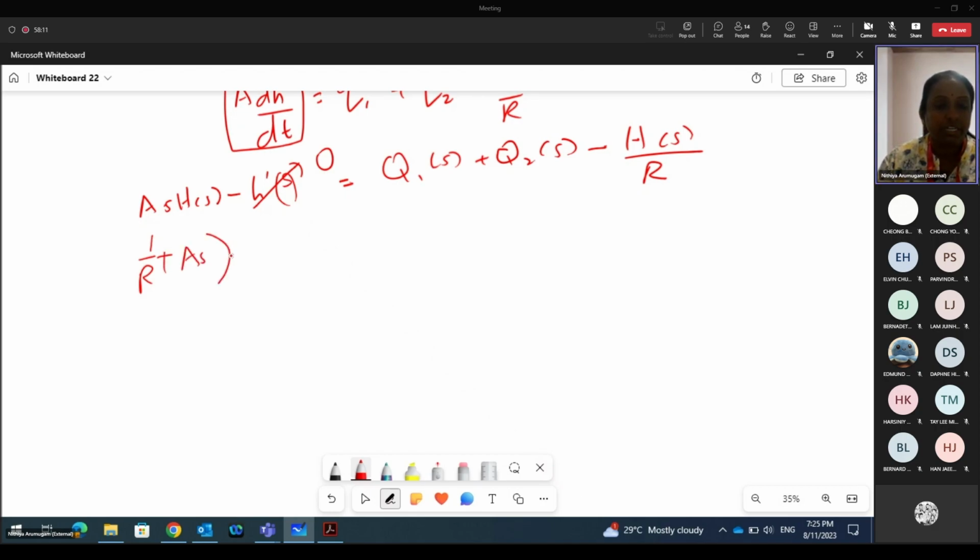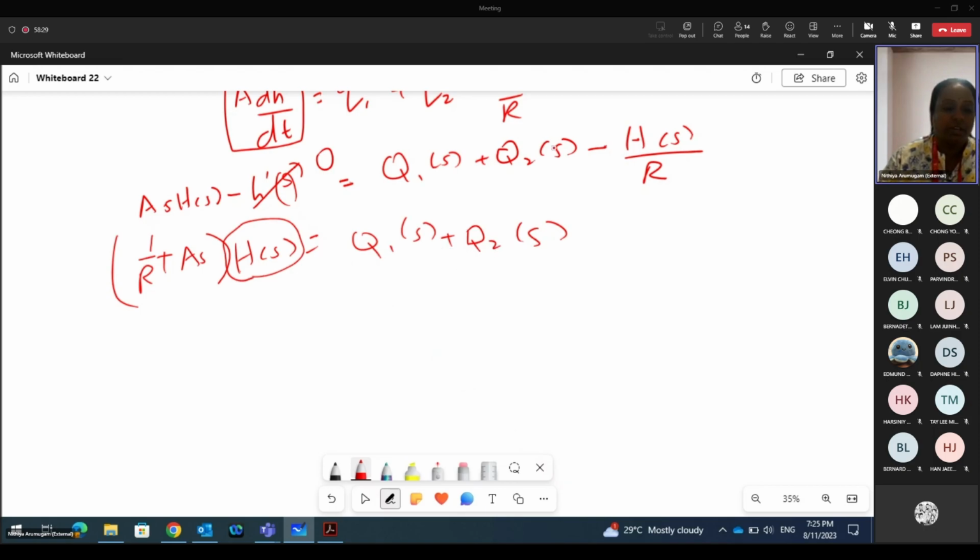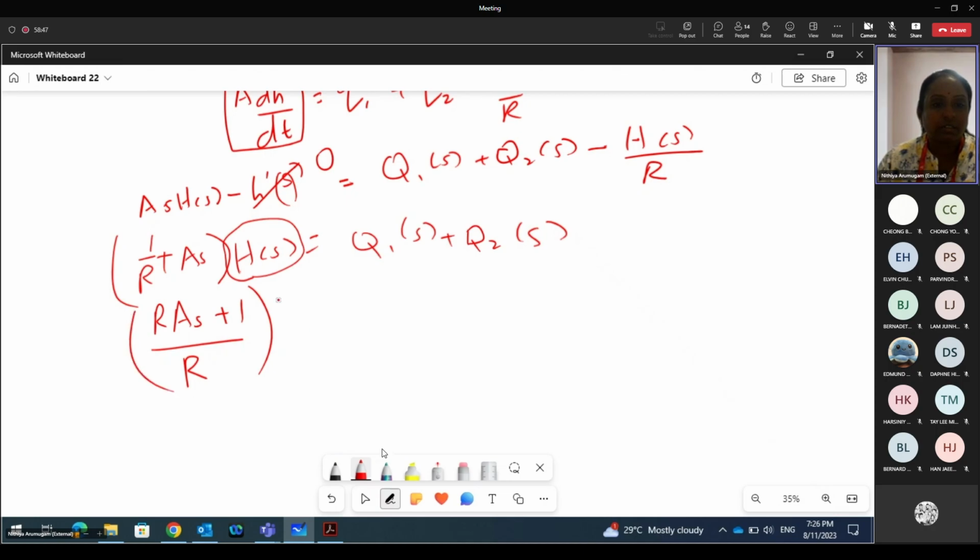H will be grouped at one side. So H S equals Q1S plus Q2S. Okay, this is expressed in terms of level indicator, and this is in terms of the flow rate. All right. So now this can be simplified as RAS. The main function is already provided in the lecture session, but you still need to know how to get to this term here.